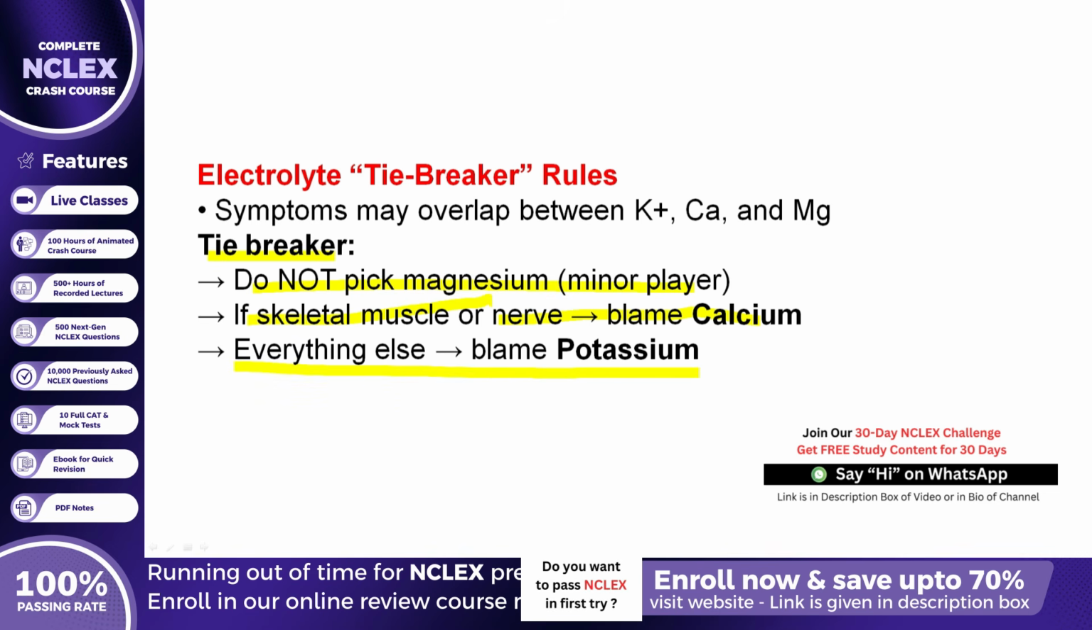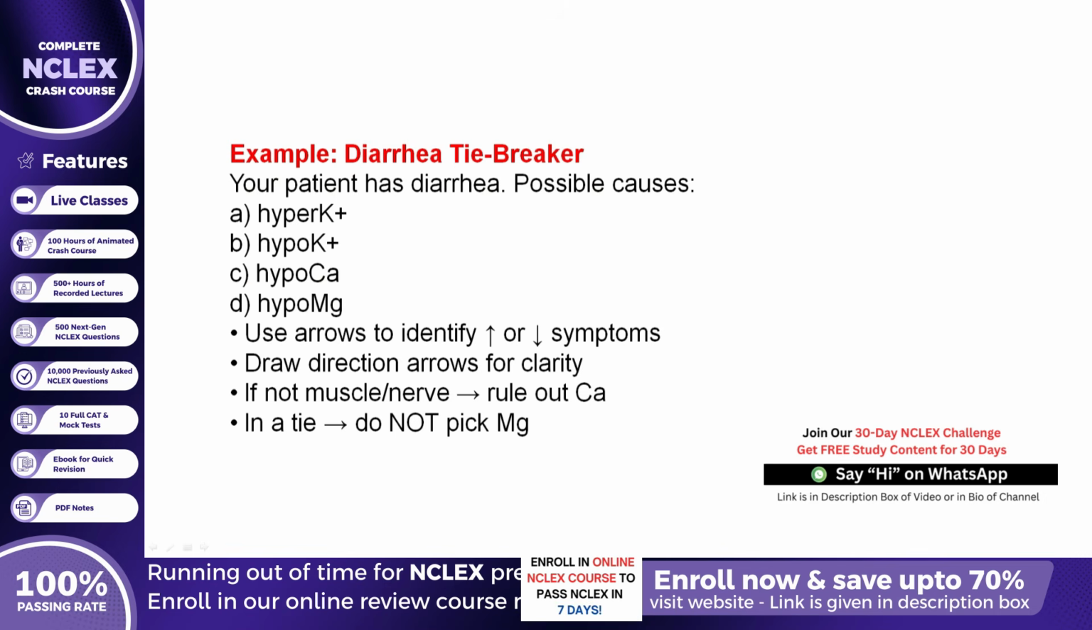Your patient has diarrhea. Possible causes are A. Hyperkalemia, B. Hypokalemia, C. Hypocalcemia, D. Hypomagnesemia. Use arrows to identify whether the symptom is increased or decreased. Draw direction arrows for clarity on your paper. If the symptom is not related to muscle or nerve, rule out calcium. In a tie, do not pick magnesium.